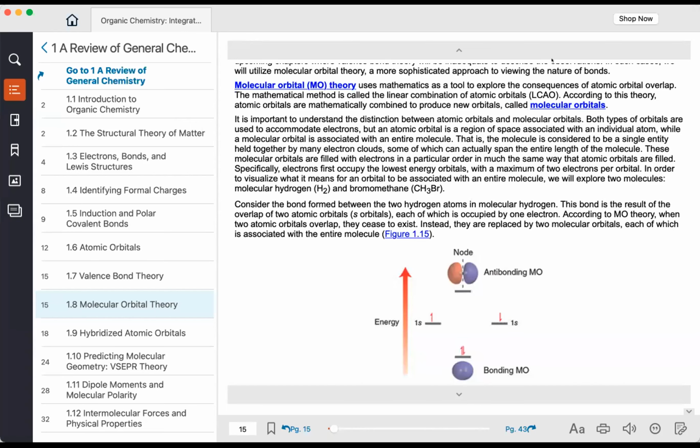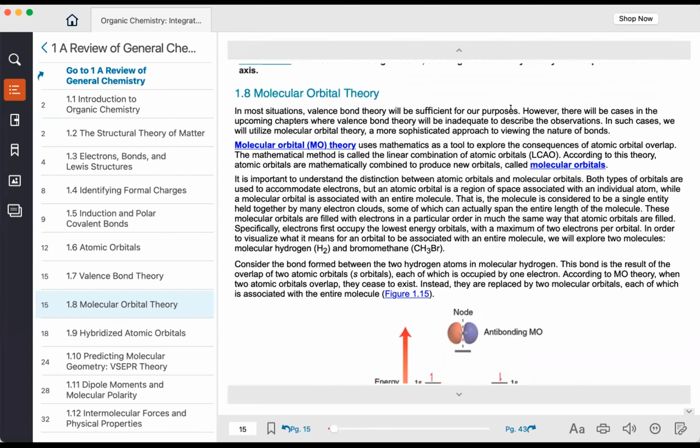Hi, this is section 1.8 on molecular orbital theory. Your book has a nice discussion on it, so I'd recommend you have a look at that. What I'm going to do is give you an idea of this chapter in my words to try and help you as you read this for yourself. So let's go to the notebook so we can discuss this a little bit.